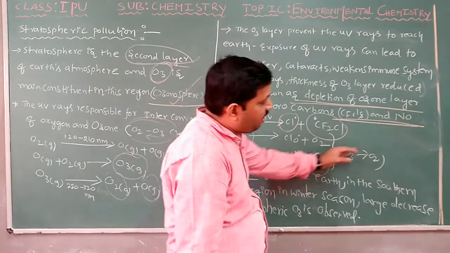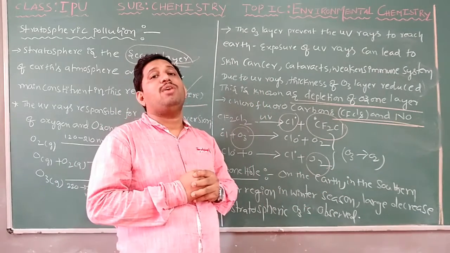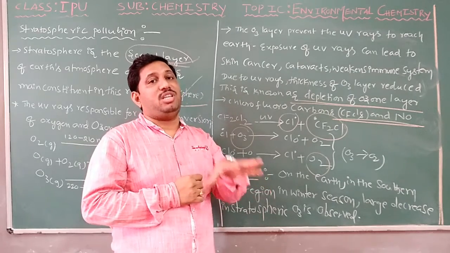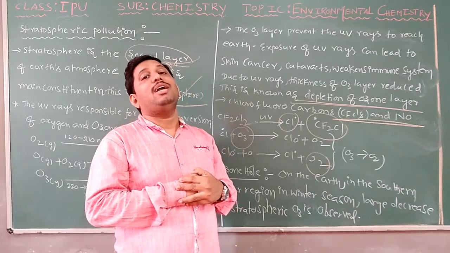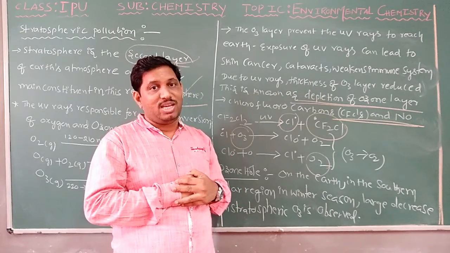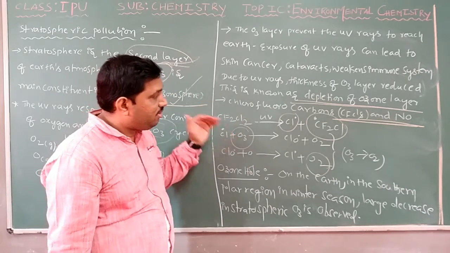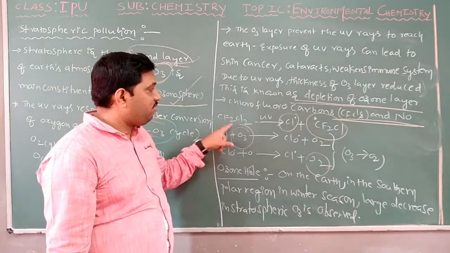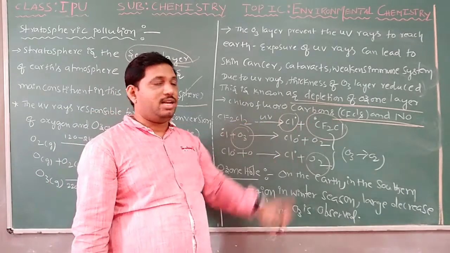When ozone is converted to oxygen, what happens, students? The molecular formula of ozone changes to oxygen, which means the composition changes. The composition changes, which means the thickness of the ozone layer will decrease. Right, students, these are the three steps involved in the depletion of the ozone layer. CF2Cl2 in the presence of ultraviolet light gives a chlorine radical and a CF2Cl radical.